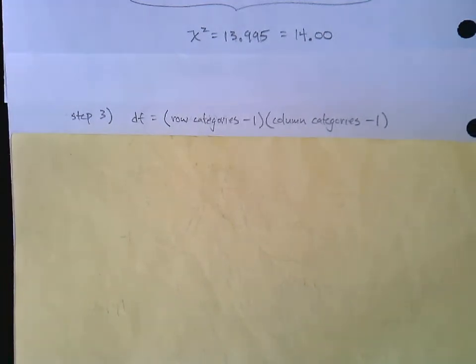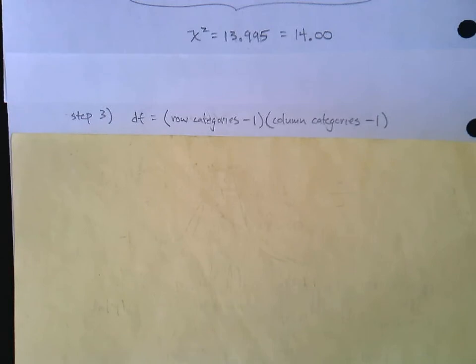All right, degrees of freedom. How are we going to find that? Okay, remember it's row categories minus 1 times column categories minus 1. How many row categories are there? There are 3. No. Oh my gosh, wow. The rows go down, right? There are 2 row categories. There's GPA between 3 and 4 and GPA between 2 and 3. Okay, don't count the totals.